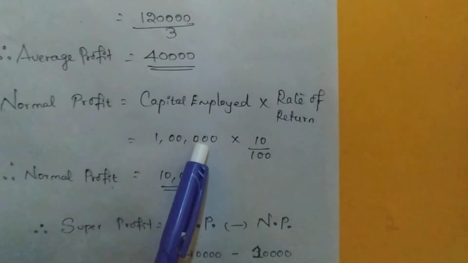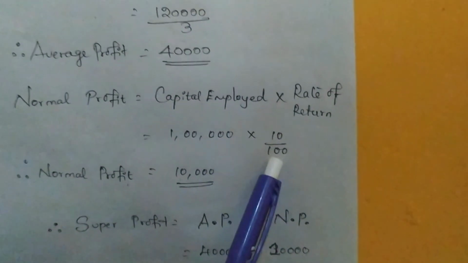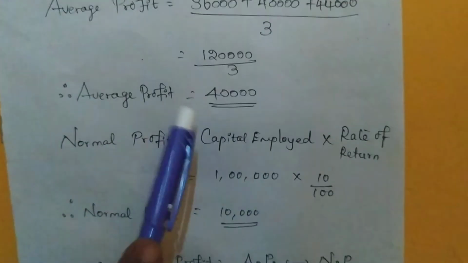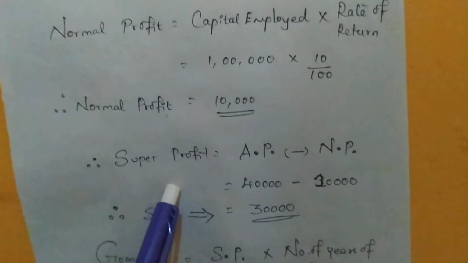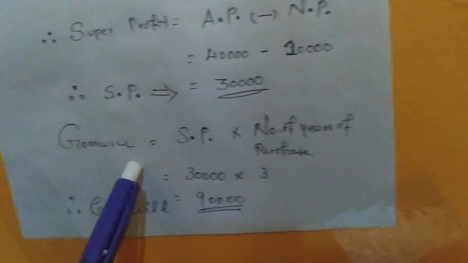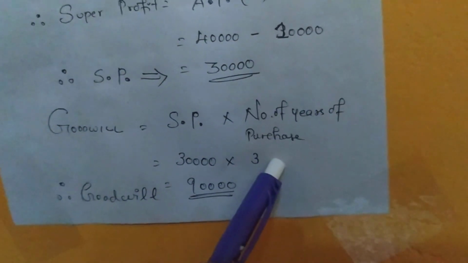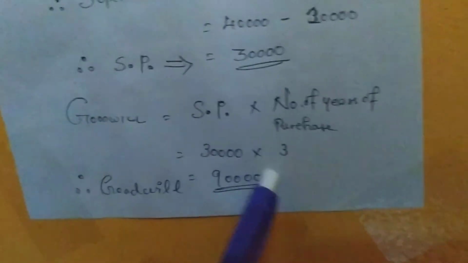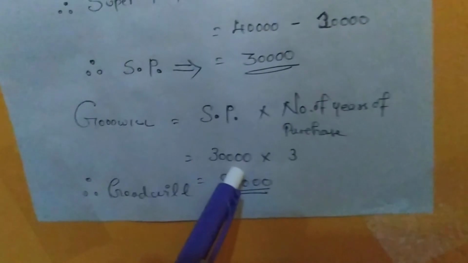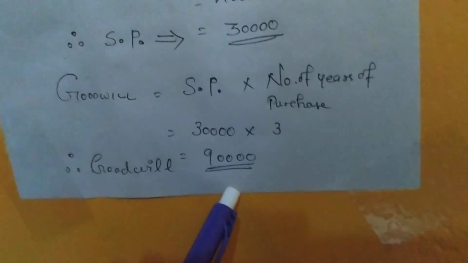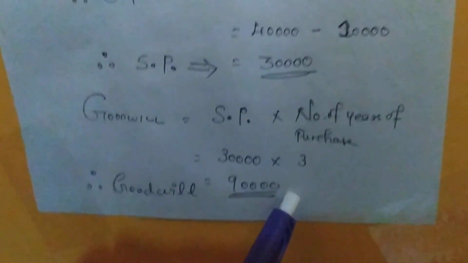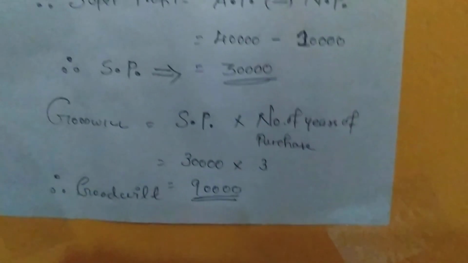If we go to normal profit, capital employed into rate of return. Here capital employed is 1 lakh, into rate of return, given in the question, 10%. So normal profit equals automatically 10,000. So average 40, normal 10. Super profit equals 40 minus 10, 30, that is 30,000. So goodwill equals super profit into number of years of purchase. As per the question, we have to calculate the value of goodwill for 3 years purchase. So 30,000 into 3, 90,000. This way the goodwill is calculated under the super profit method. Okay, so this is how we have to do this.